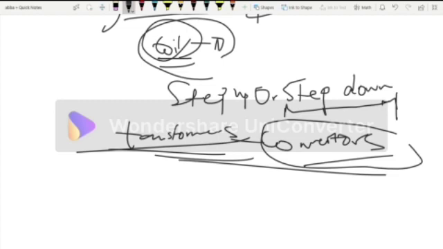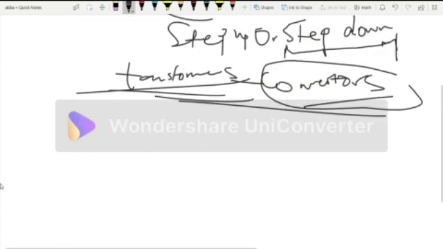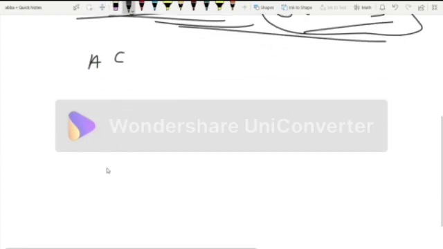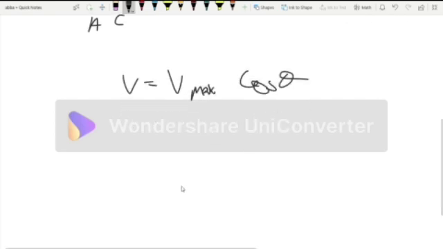Now I'm not going to get into too much detail. For the coming 5 minutes, I want us to calculate for AC. The voltage of AC is equal to V max cos theta, right? Now that is the voltage in AC form.